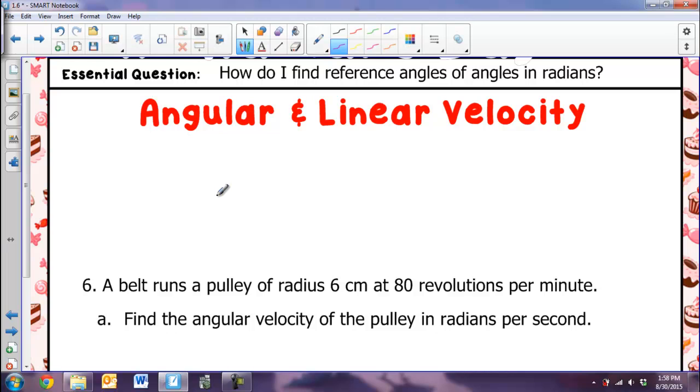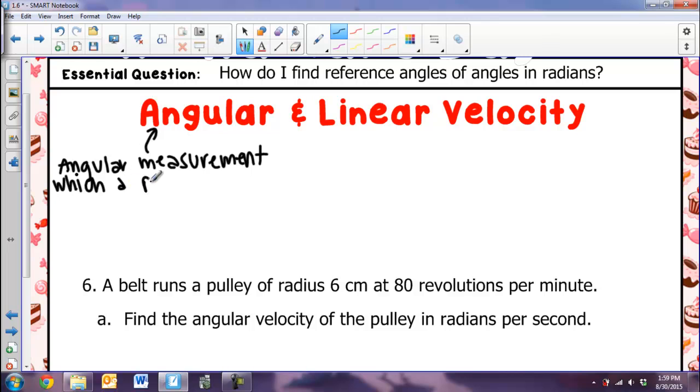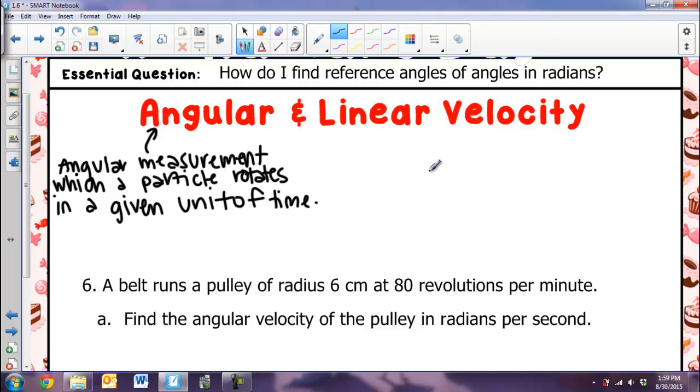This is pretty straightforward. You'll probably see it in physics class, but the angular velocity of something is the angular measurement through which a particle rotates. So we're looking at things that are rotating. Shockingly enough, we're dealing with circles. Rotates in a given unit of time. So really what you're looking at is how many angles it went through during a specific time.